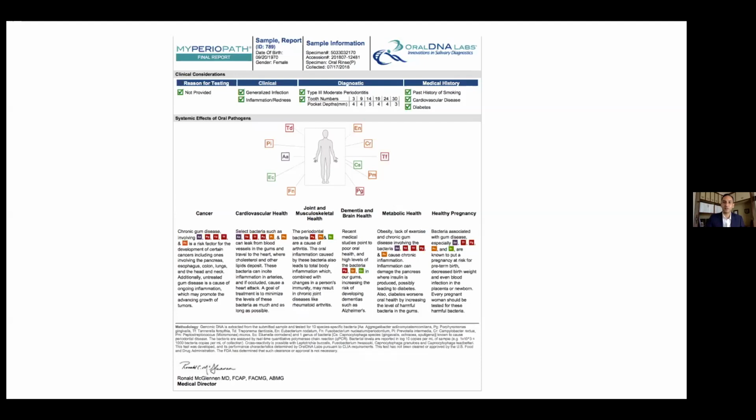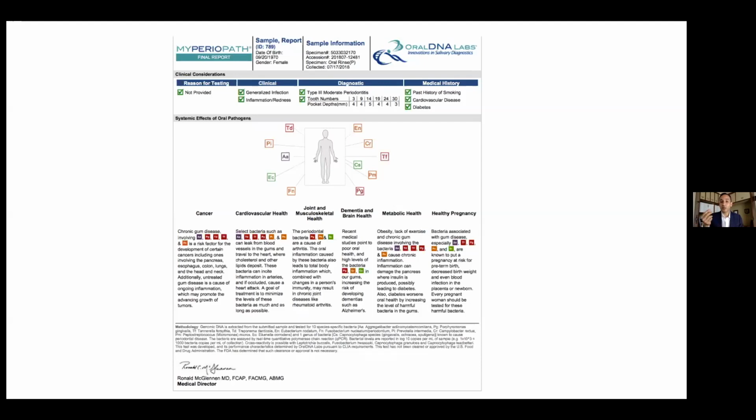But we've seen periodontal disease linked to multiple cancers. Usually it's some of the worst cancers, like pancreatic cancer. We've seen it linked to Alzheimer's. We've seen it linked to erectile dysfunction in men and affect pregnancies in women. So it really affects all sorts of people.